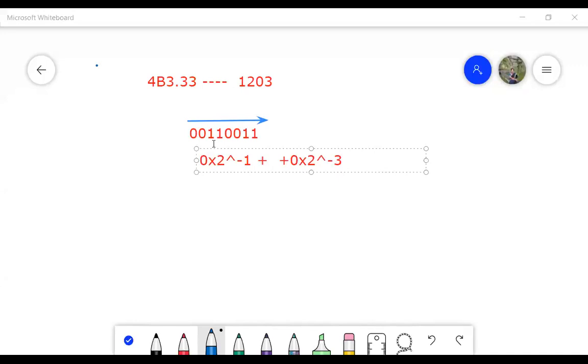Sorry, this is not 0. 0 into 2 to the power of minus 1 we don't require. 0 into 2 to the power of minus 2 we don't require. This is 1, so it is 1 into 2 to the power of minus 3 plus 1 into 2 to the power of minus 4, plus 0 plus 0, since it is 0.